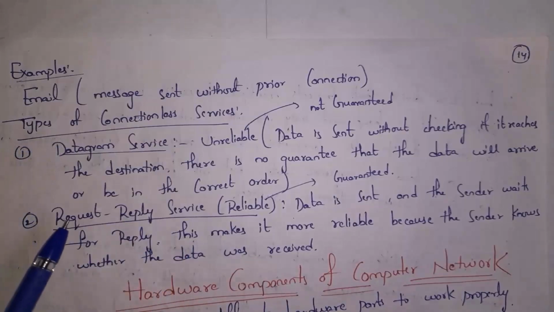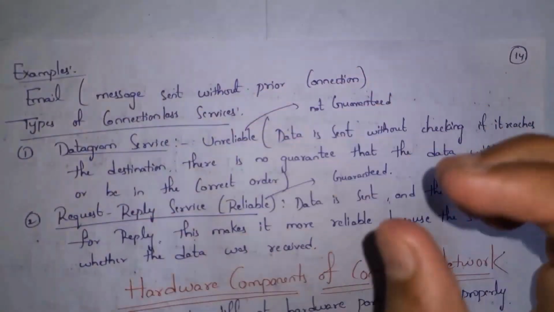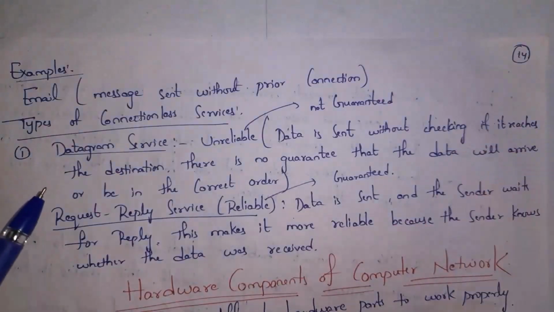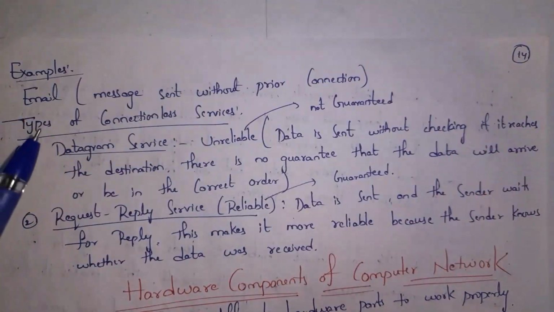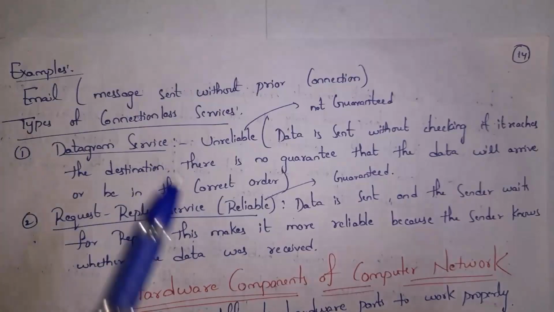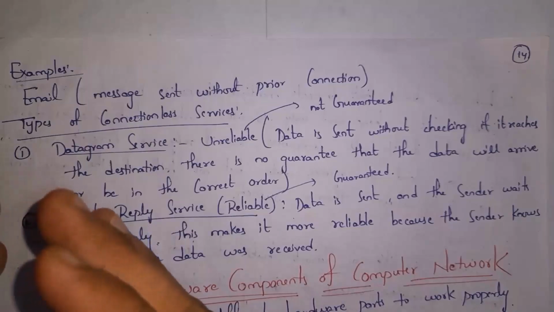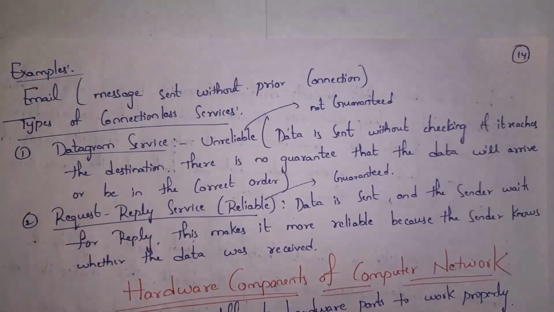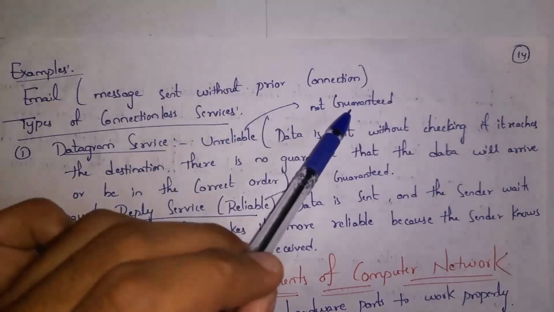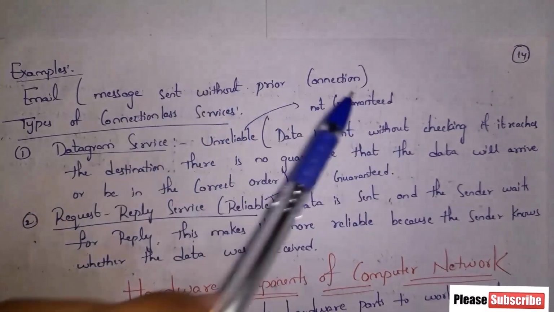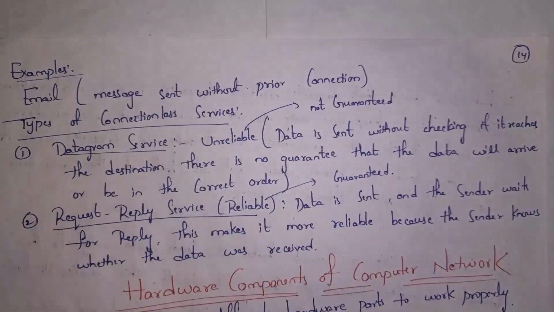Guys, in datagram service, whenever a person sends data, the receiver will not give a reply whether the data is received correctly or not. So the sender doesn't know whether the data is sent correctly or not. Whereas in request reply service, the name itself says request reply. So whenever a person sends a message, the receiver will give a response whether the data is received correctly or not. If the person receives a wrong message, the sender will send the data again. So here there is no guarantee, whereas in this there is a guarantee, that is, the message will be transferred correctly to the receiver. These are the different types of services provided by layers in the layered model.